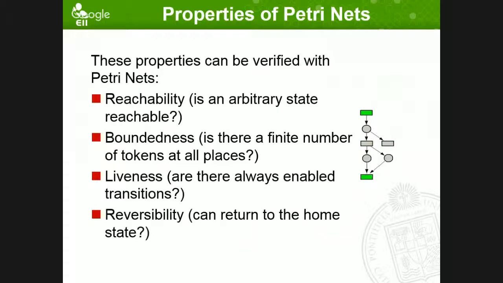Another important property is liveness, which means that at least one transition must be enabled at all times. Another related property is quasi-liveness, which means that a transition is eventually enabled at least once in its lifetime. And the last property that we can check is reversibility. Basically, we can verify if we can go back to the original state, the home state, which we call the initial marking.